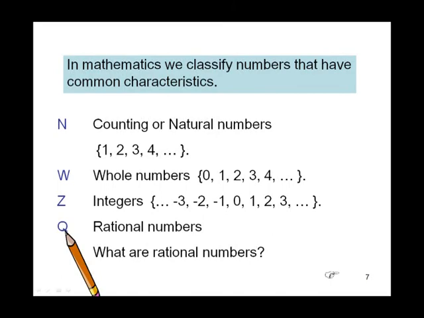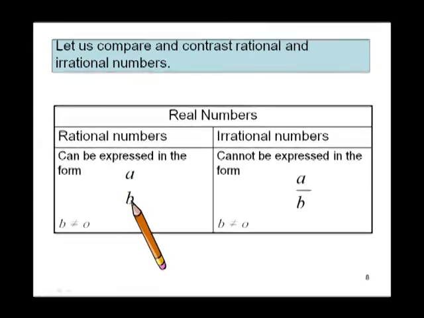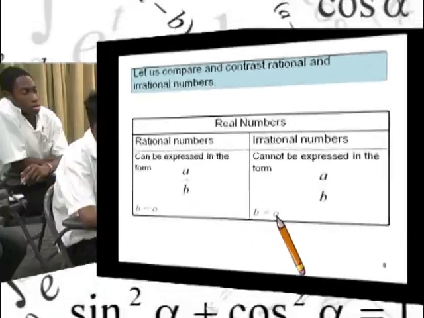Q, rational numbers. What are rational numbers? Let us compare and contrast rational and irrational numbers. Real numbers. Rational numbers can be expressed in the form a divided by b, b is not equal to 0. Irrational numbers cannot be expressed in the form a divided by b, b is not equal to 0.